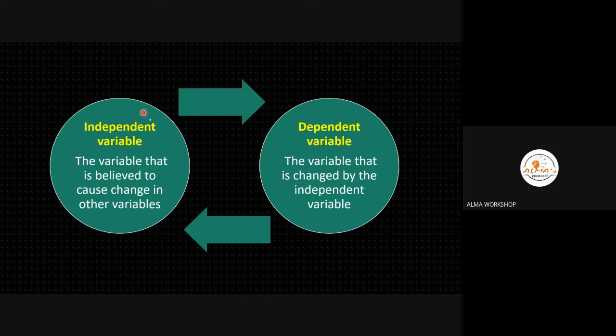And we know the independent variable is a variable that is believed to cause change in the other variables. For example, I told you, teaching methodology for two groups we are taking. If you change the teaching methodology, it automatically affects the groups. So the independent variable causes changes in the other variables, and the dependent variable is the variable that is changed by the independent variable. The teaching effectiveness, for example, is the dependent variable.